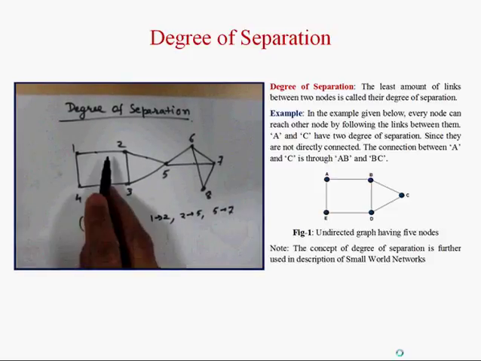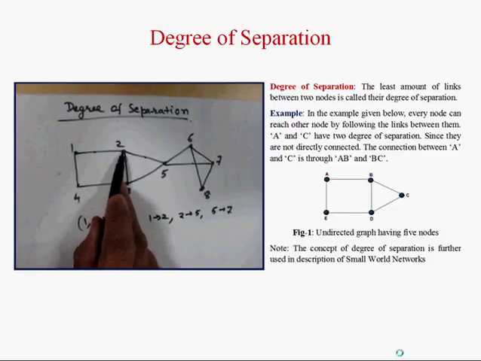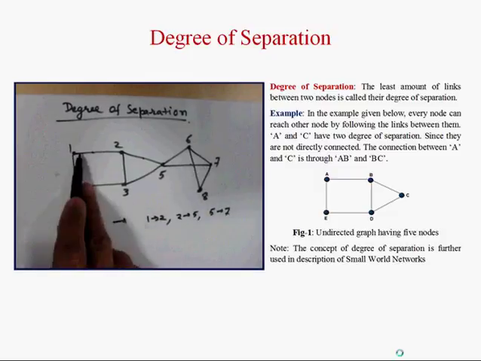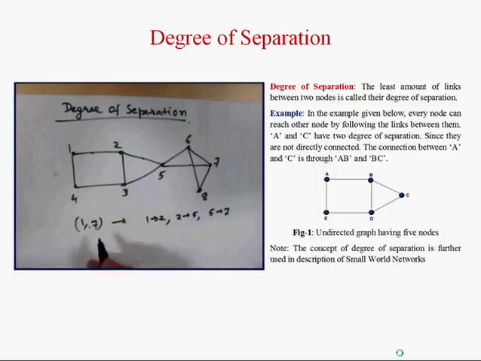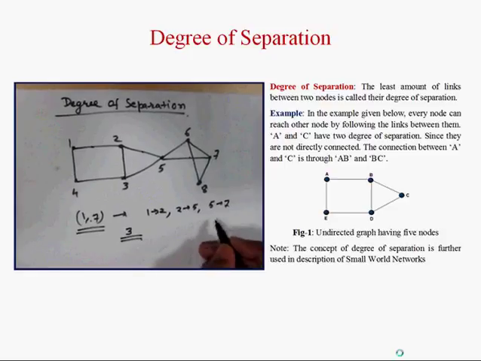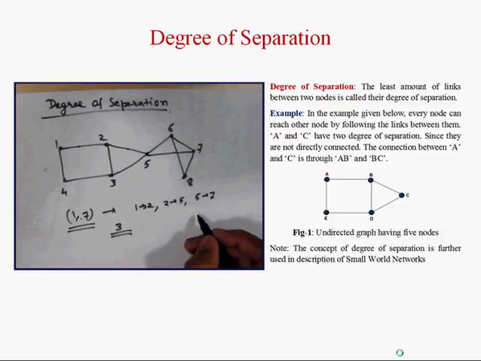and it is the least number of links between 1 and 7. So the degree of separation of 1 and 7 will be 3. The concept of degree of separation is further used in the description of a small world network.